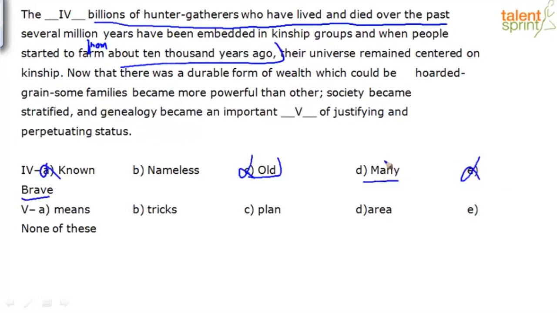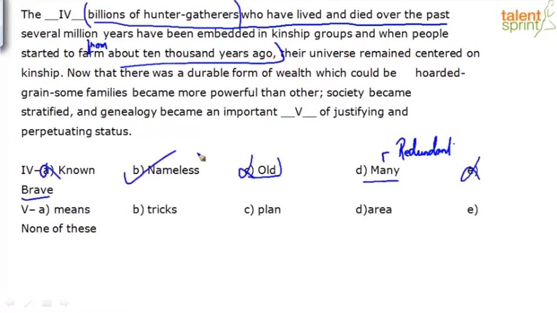Now, many. Most of you came back and said many. I would not say many. Why? Because it is very redundant in meaning because of the words billions of hunter-gatherers. Billions itself means many. Why do you need many billions of hunter-gatherers? Doesn't make sense for me.